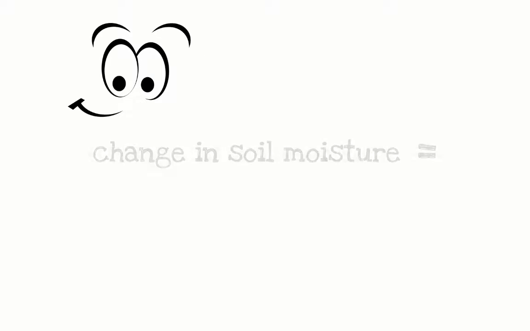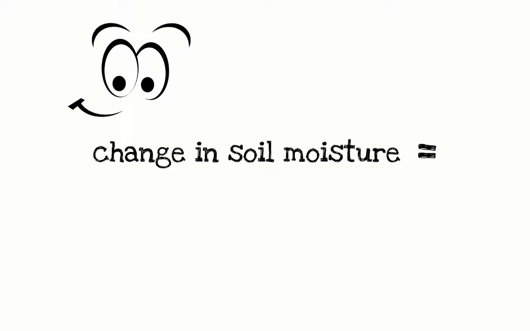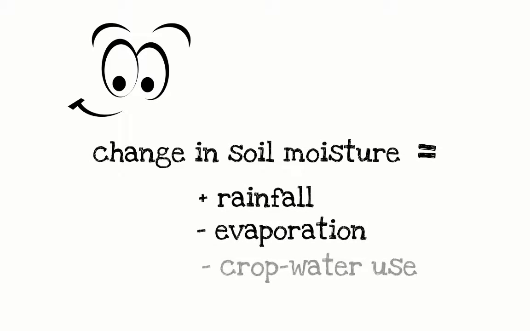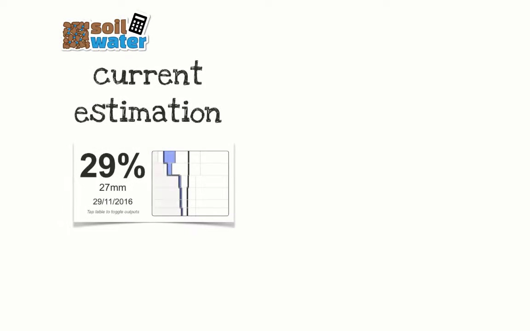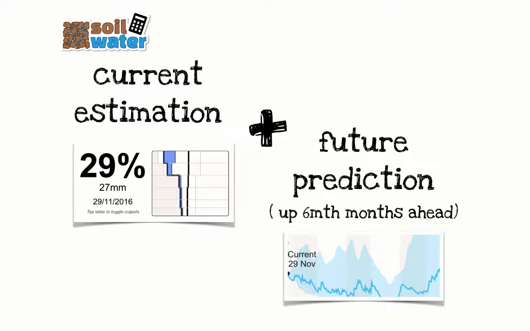It does this by estimating soil moisture through the daily monitoring of rainfall, soil evaporation, and estimates of crop water use. As well as providing current soil moisture estimates, it also provides a future prediction based on approximately 50 years of historical records, up to 6 months ahead of now.